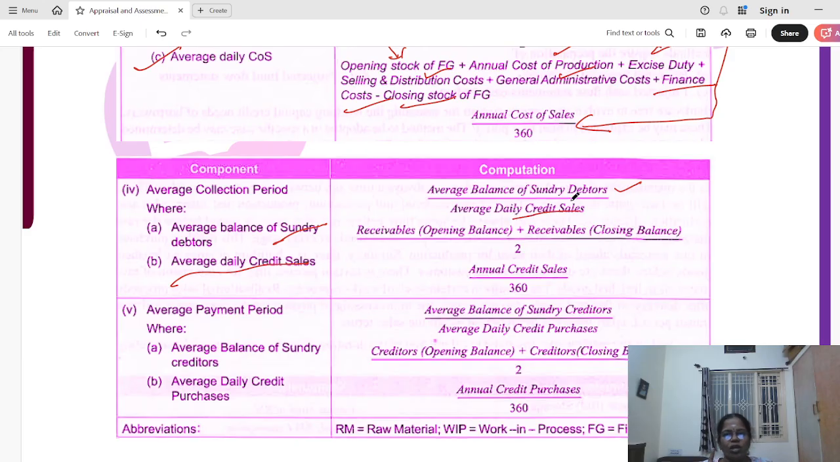When it comes to the average sundry debtors, opening sundry debtors, that is opening balance of the receivables plus closing balance of the receivables divided by 2. The average daily credit sales is equal to annual credit sales divided by 360. If the average collection period is less, then the business is viable in nature.